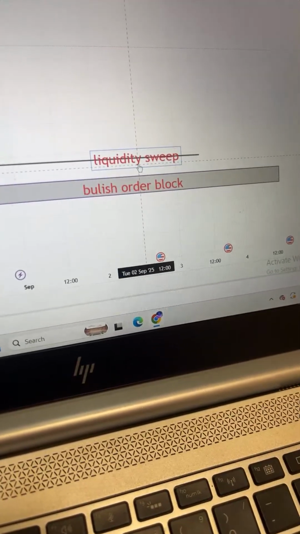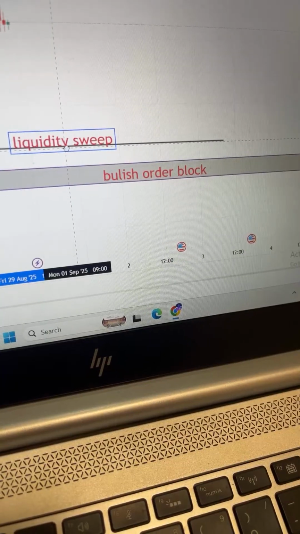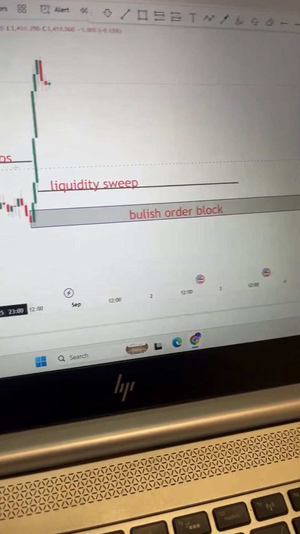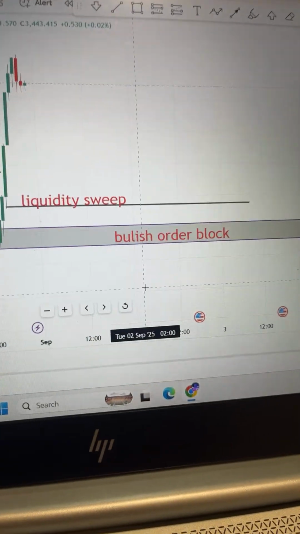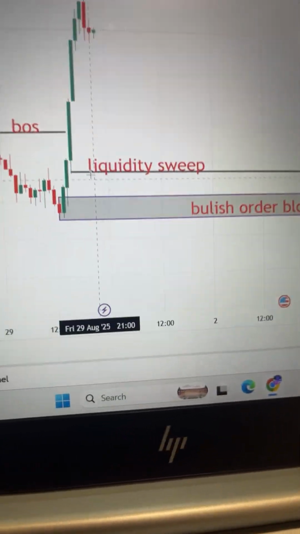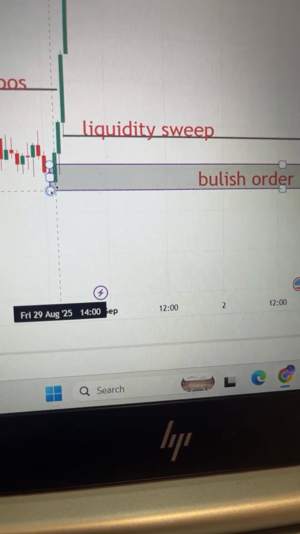So I'm marking them out for you guys to see very well. This is your liquidity, of which you will wait for it to tap on it. So this is the break of structure. This is your bullish order block, of which it's this. Mark it out from the high to the low.